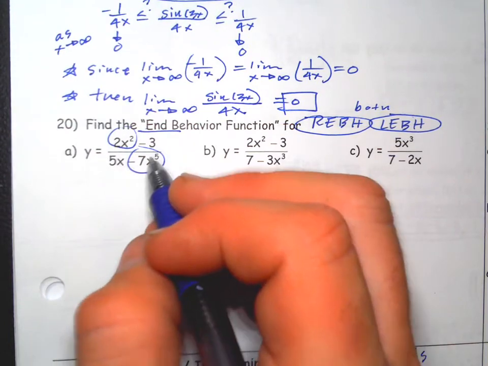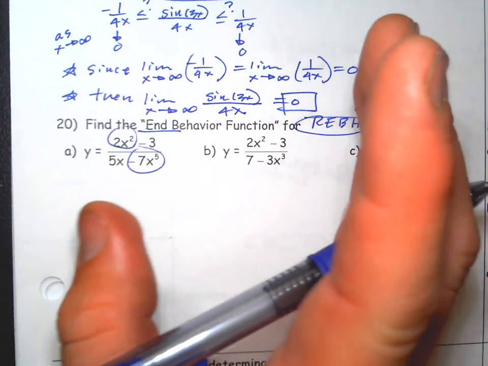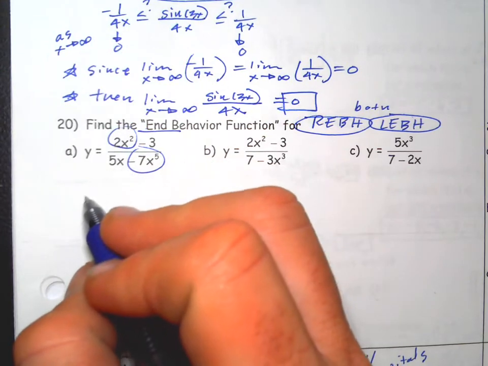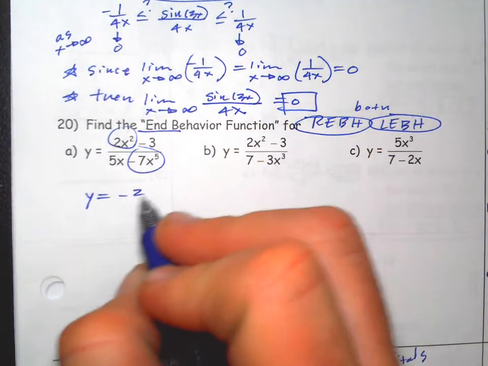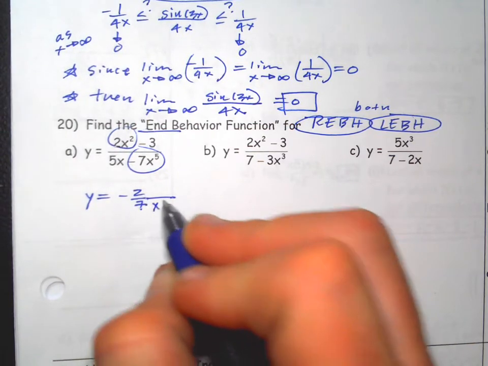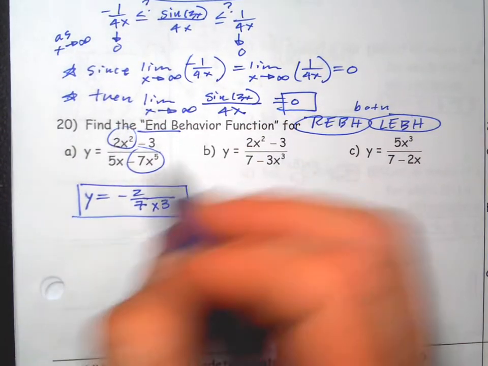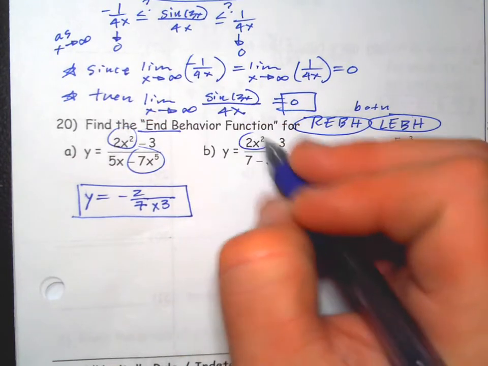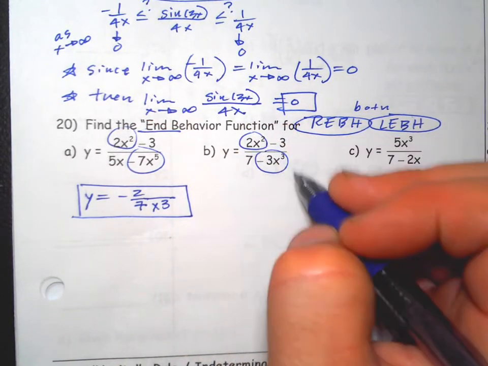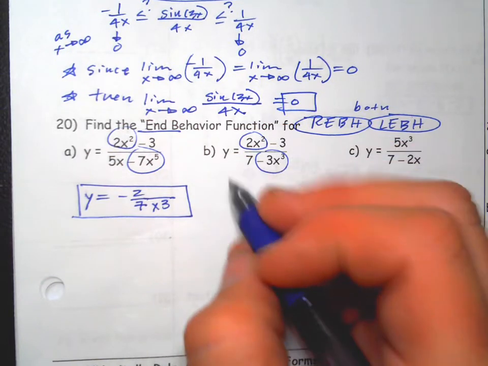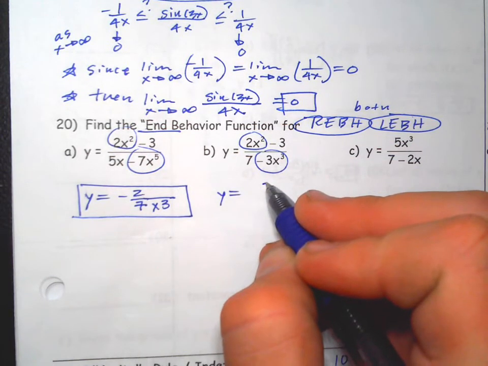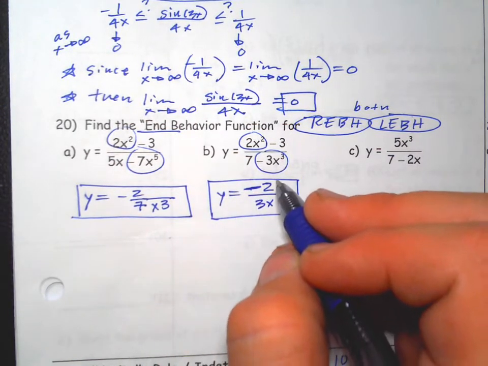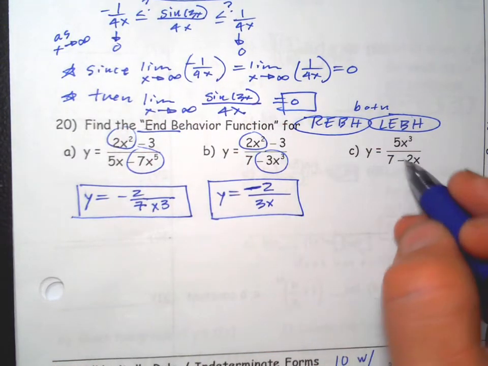Sometimes if you go to negative infinity, different terms will become dominant, but for both of these, it's going to be negative 2 over 7x cubed. This is what the function will tend to go towards, kind of like an asymptote, but a curve instead of a line. So here are the dominant terms. Whether you plug in negative infinity or positive infinity, these are the dominant terms, and so it's going to go to negative 2 over 3x both ways. So this is REBF and LEBF, dominant terms.